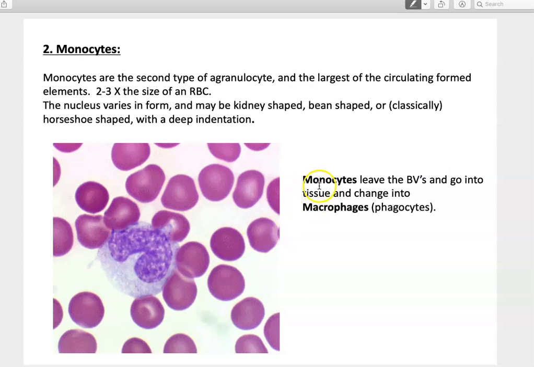Now, monocytes, they're going to leave blood vessels and go into tissues. And once they go into that tissues, we are calling them macrophages. These guys are big phagocytes. Look at that. He's a big phagocyte.